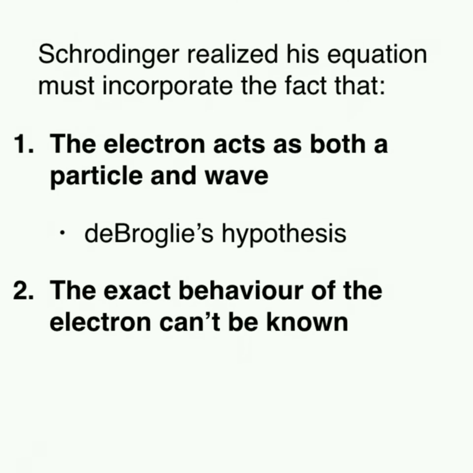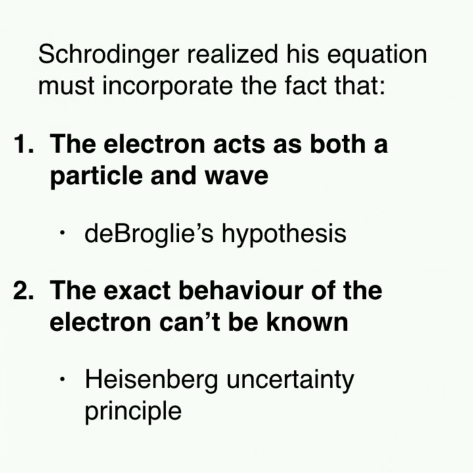Secondly, Schrodinger knew he had to take into consideration that the exact behavior of the electron can't be known. From the work of Werner Heisenberg, the Heisenberg uncertainty principle was brought to light. It stated that it's impossible to know simultaneously both the momentum and position of a particle. Thus, we can never know the exact trajectory of a particle. Thus, we must instead focus on what the most probable behavior is. These two thoughts came together to form Schrodinger's equation, which is now the most accurate depiction we have of the behavior of electrons.